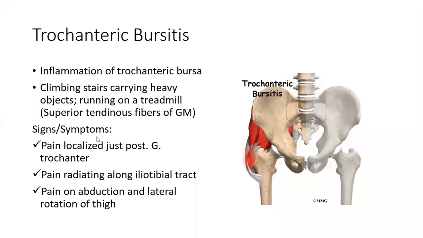The signs and symptoms that the patient experiences are that they feel pain which can be localized just posterior to the greater trochanter. Also, the pain radiates along the iliotibial tract, and there is pain on the abduction and lateral rotation of the thigh.